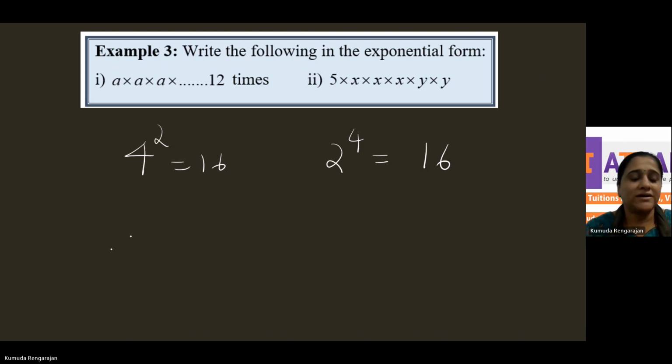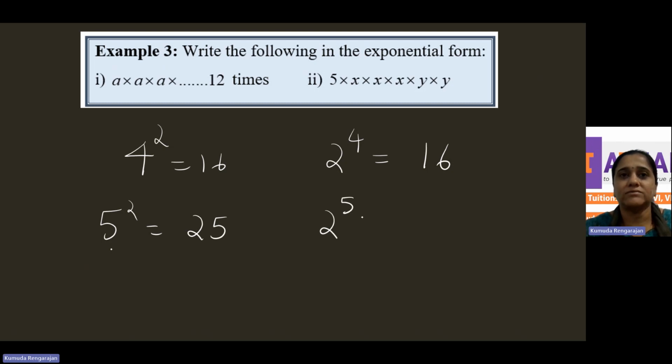No. Take this 5 squared. What is 5 squared? 5 into 5, 25. What is 2 to the power 5? 2 into 2 into 2 into 2 into 2. 2 into 2, 4. 4 into 2, 8. 8 into 2, 16. 16 into 2, 32. Okay, now again.